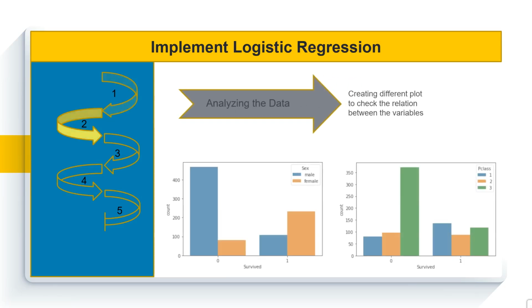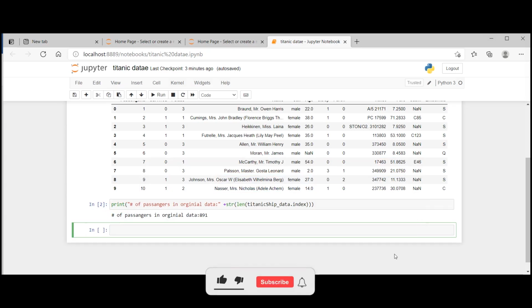The next step is to analyze your data. Over here, we'll be creating different plots to check the relationship between variables, as in how one variable is affecting the other. You can simply explore your data set by making use of various columns, and then plot a graph between them. You can either plot a correlation graph or a distribution graph. It's up to you. So let me go back to my Jupyter Notebook and analyze some of the data.